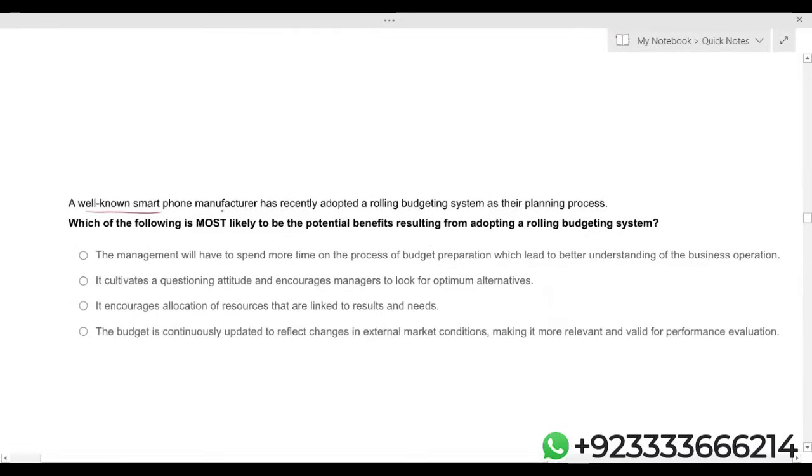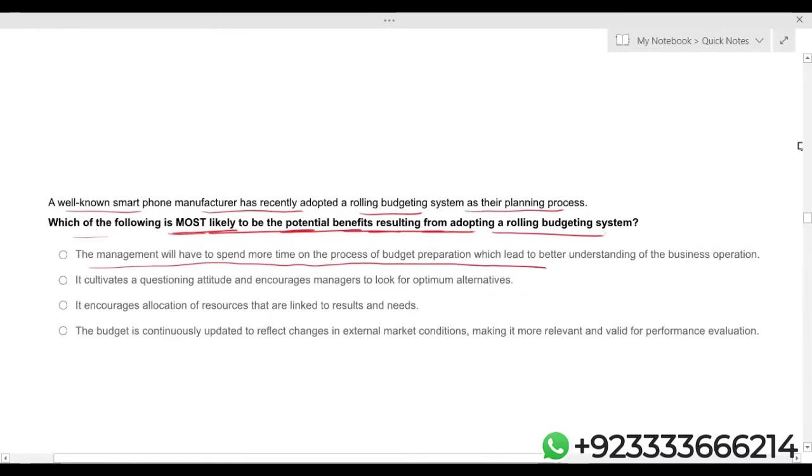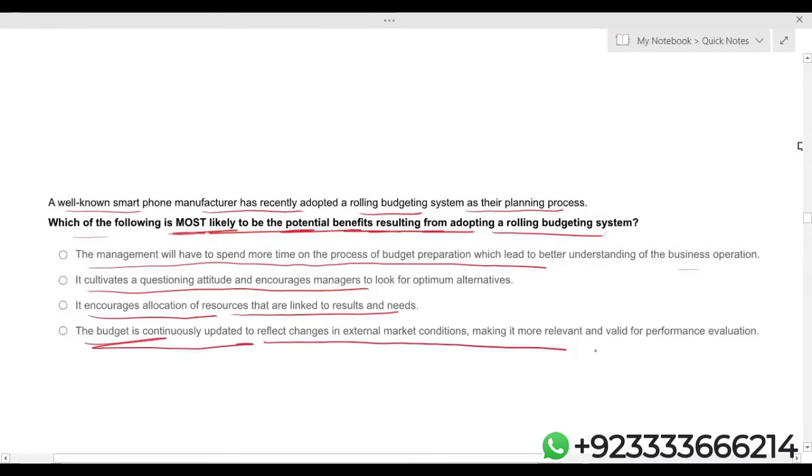A well-known smartphone manufacturer has recently adopted a rolling budget system as their planning process. Which of the following is most likely to be a potential benefit resulting from adopting a rolling budget? The management will have to spend more time on the budget preparation process, which leads to better understanding of the business operation. This is not the benefit of rolling budget. It cultivates a questioning attitude, it encourages allocation of resources that are linked to the result needed. The budget is continually updated to reflect changes in the external market conditions, making it more relevant. Logically, the last one is the most likely to be the potential benefit of rolling budget. Rolling budget is continuous budget.